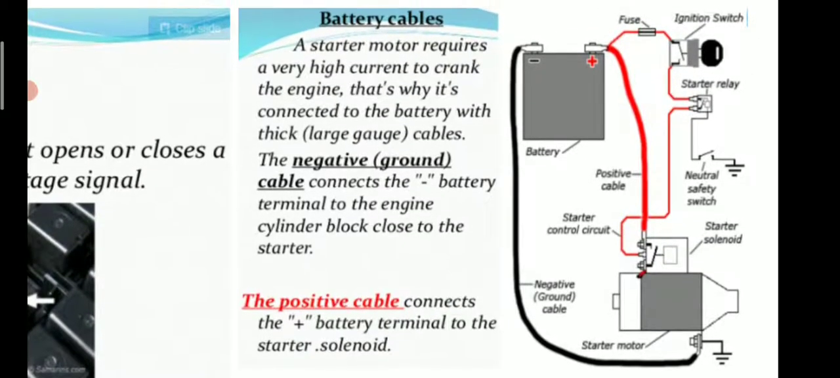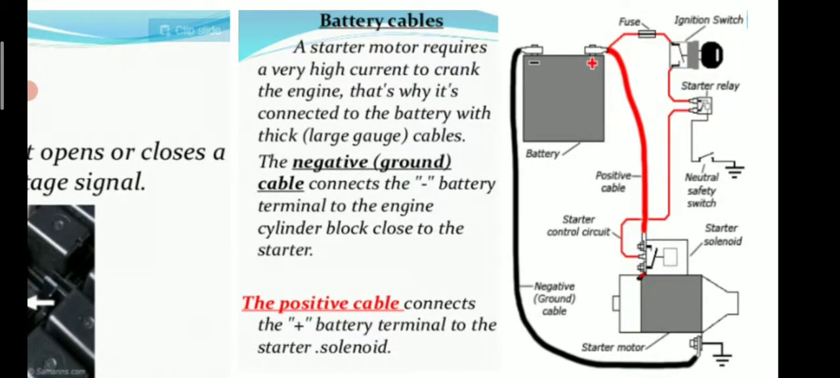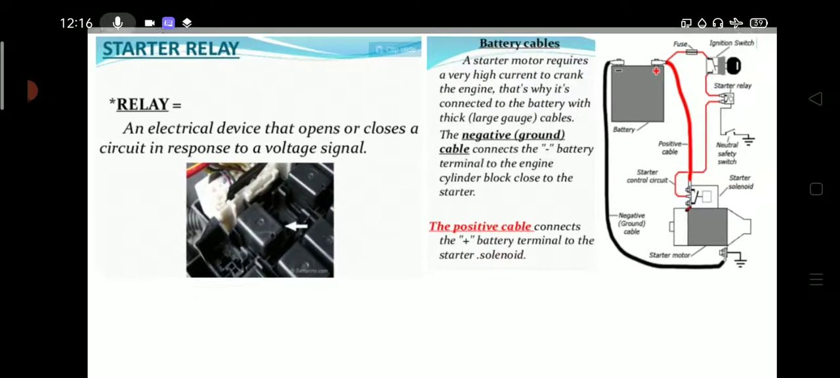So, you can see the construction. In this construction you will see the connection of the battery with the solenoid. The red wire is connected to the solenoid and the black wire is connected to the ground, and between that you can see the connection of the ignition switch and starter relay, and how they are connected with the small wires.